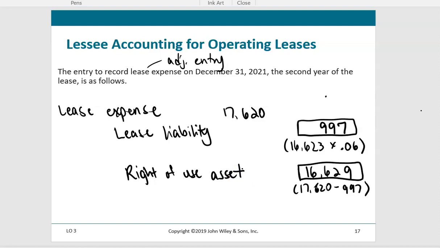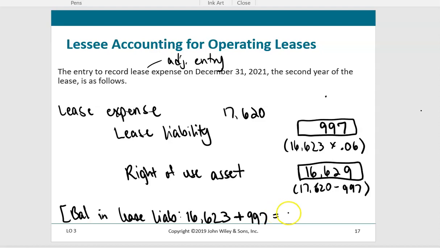What's the balance now after this entry is booked? What's our balance in lease liability? It was previously 16,623, and we increased for the time value of money by 997. This brings our balance in the lease liability to 17,620. That number should sound familiar.